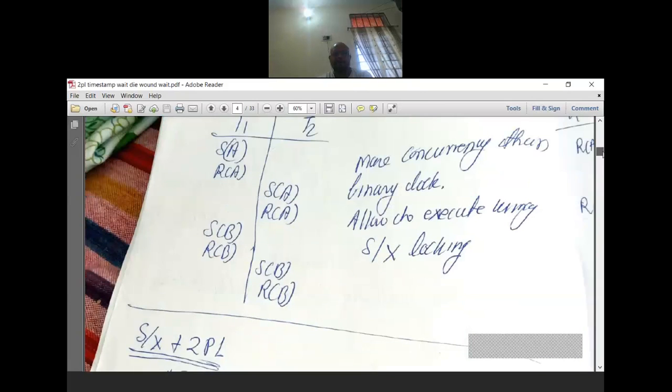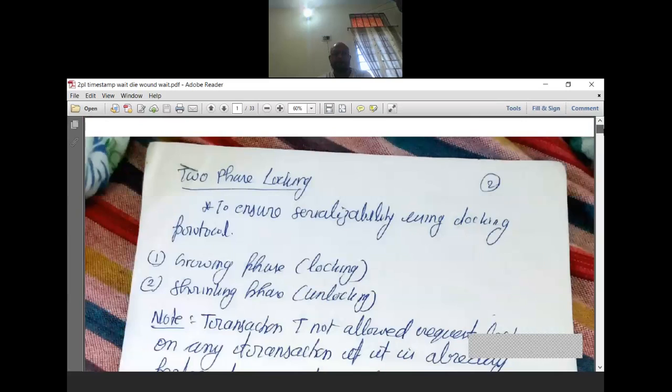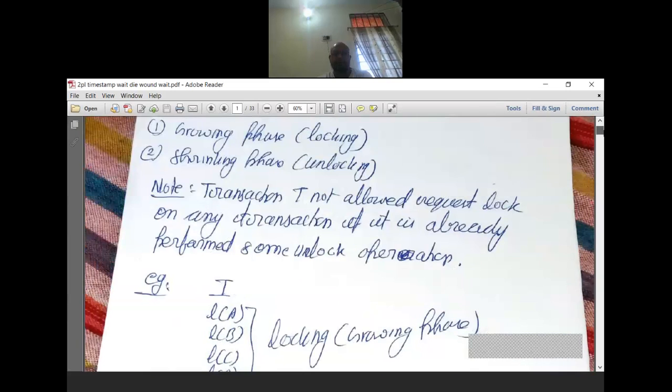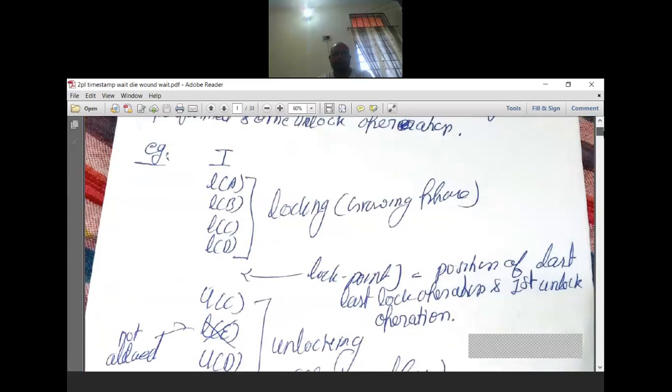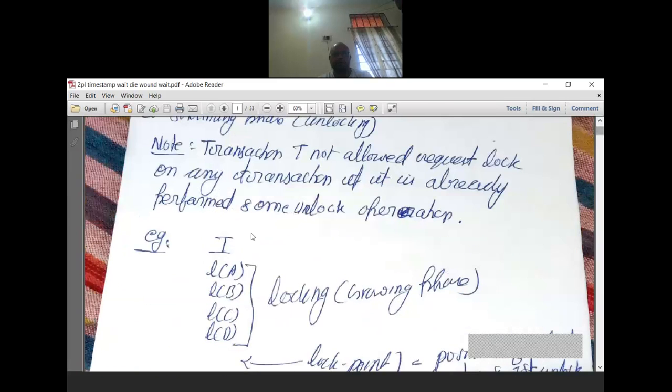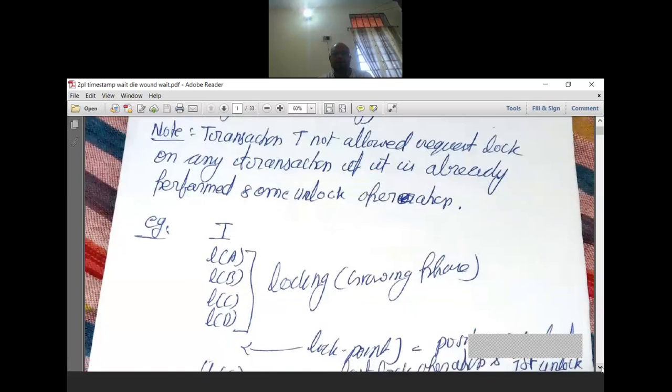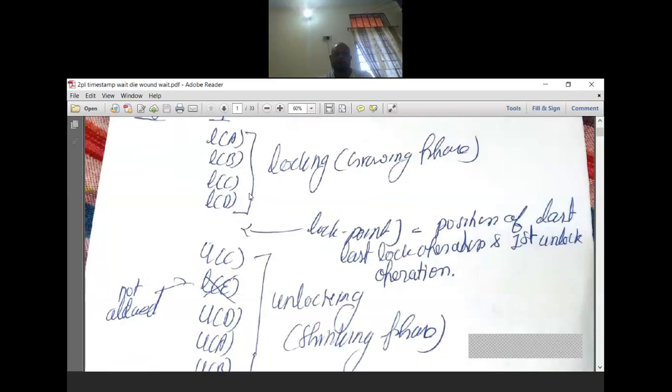See, in basic 2PL, what has happened? Two-phase locking. What is the lock point? Again you see over here, if you don't know about lock point. This transaction has acquired lock A, lock B, that means it is locking for items A and B and C and D. All the locking is done in the growing phase. That means it is acquiring locks, and that is known as the growing phase. Acquiring locks by any transaction is known as the growing phase.